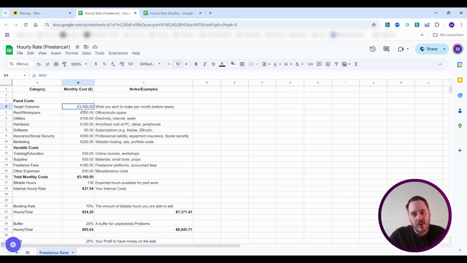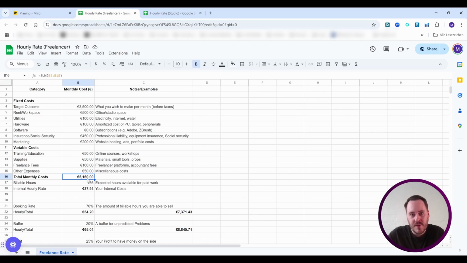So you see, you want to take out 3,500, but with all the other costs, you're already at 5,160 there. So stuff adds up real quick. Then you have the billable hours. Billable hours is roughly 136 hours. A 40-hour week would have 171 hours, but you have bank holidays, you have sick days, and you want to go on normal holidays. So you have to take this into account as well. Those are the middled out over the year billable hours per month that you can basically sell.